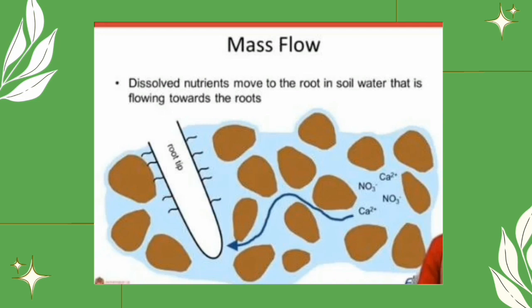Mass flow is a term that refers to the movement of nutrients in soil through the flow of water. The process plays a crucial role in the uptake of essential nutrients by plants. When plants absorb water from the soil through the roots, they also take up nutrients dissolved in the soil water. These nutrients, such as nitrogen, phosphorus, potassium, and other minerals, are essential for growth and development of plants. As the water flows through the soil, it brings nutrients in solution closer to the plant roots, facilitating their uptake by the plants.